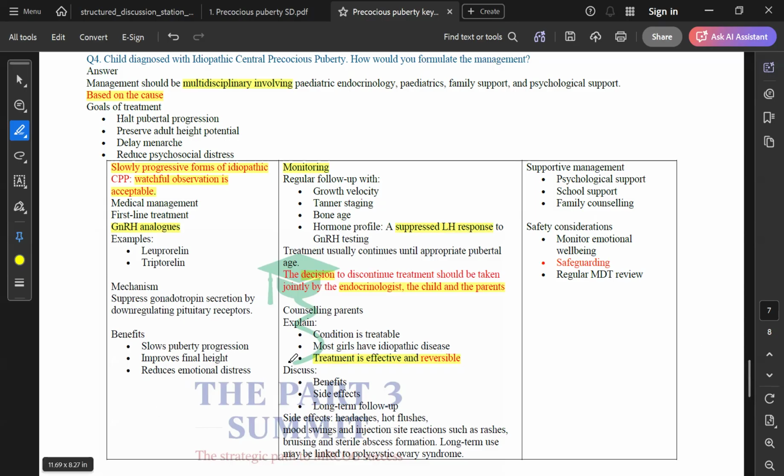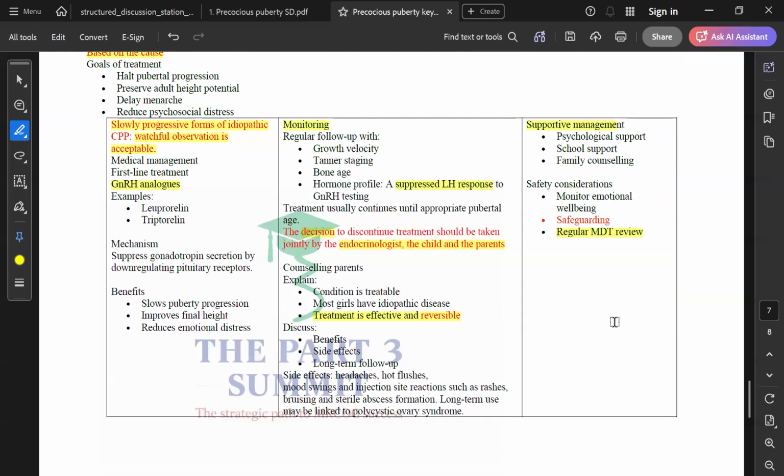And for any drug, make sure you do not miss the side effects. What are all the side effects? Headache, hot flushes, sometimes PCOS type of presentation can be there in later years. This you would need to tell the parents. Okay, apart from that, support, safeguard, because this is a child with precocious development. So safeguarding and regular MDT review, documentation and follow-up should be mentioned. Okay, this is how you would need to structure your answers.